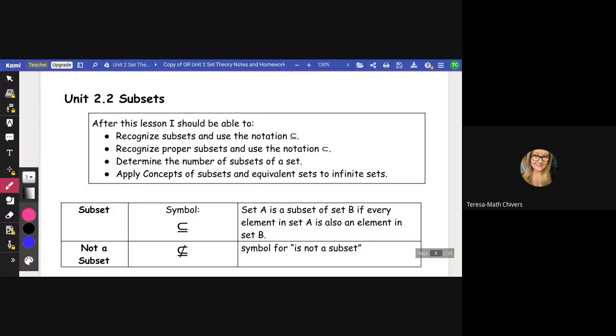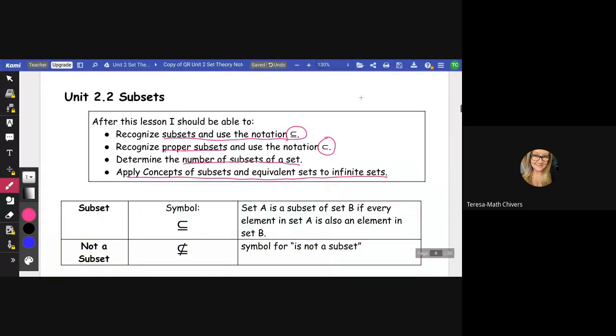After this lesson, we're going to recognize what subsets are and use the notation for subsets. We'll also learn about proper subsets and use its notation. We'll determine the number of subsets in a set and be given a formula for that. And we'll apply some concepts of subsets and equivalent sets to infinite sets.